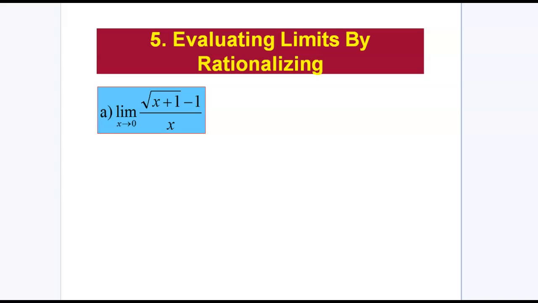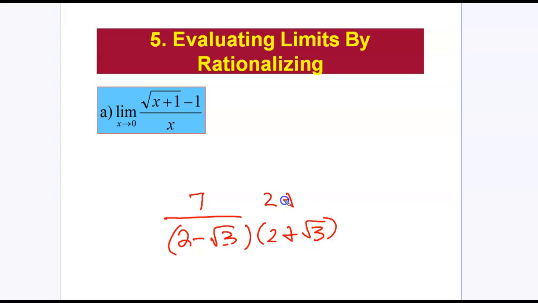Okay, the last strategy we're going to learn today is learning how to rationalize. Okay, now back when you were dealing with radicals in pre-calc 20, if you had 7 over, say, 2 minus root 3, and you were dividing radicals, to get rid of your radical in the bottom, multiply by the conjugate. And the conjugate was the same terms with the opposite sign.